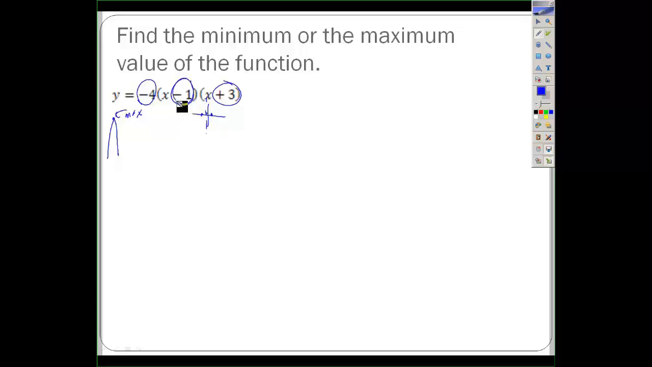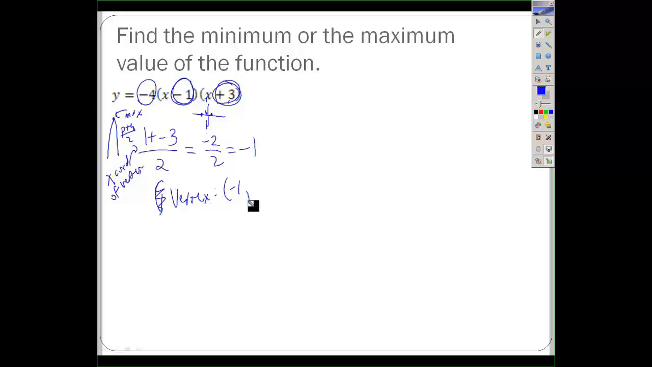So what we're going to do is average these 2 points together. It has to be halfway in between. So 1 plus -3 divided by 2. I know that -2 divided by 2 equals -1. Now remember, this is the x-coordinate of the vertex. When it's in intercept form, you do P plus Q divided by 2. We decided P was 1 and Q is -3, divided by 2. We get -1. So the x-coordinate of my vertex will be at -1.